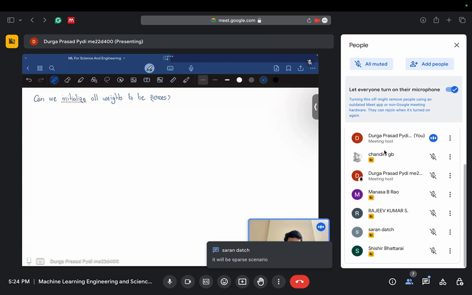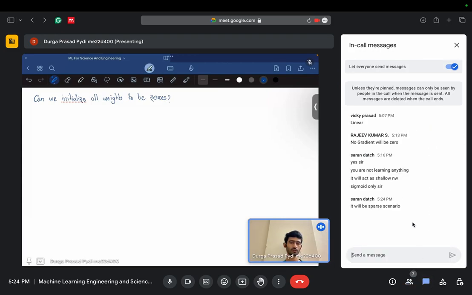It will be a sparse scenario. Okay, can you elaborate on what you meant by sparse scenario? Ideally the value of a weight could be any number. I'm just saying I will initialize all of them to be zeros. If you have an optimization problem, all I'm doing here is changing my initial condition. Whatever initialization I'm doing, the initial point I'm starting with, that is the only thing I'm changing.